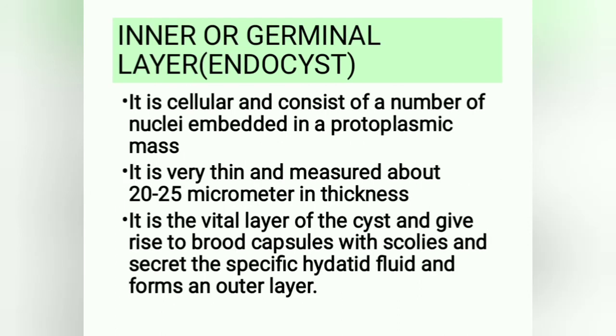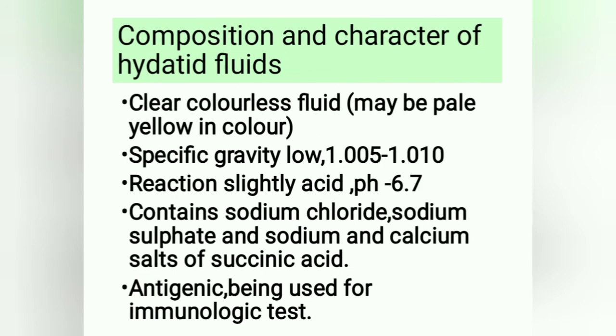Inner or germinal layer, that is the endocyst. It is cellular and consists of a number of nuclei embedded in a protoplasmic mass. It is very thin and measures about 20 to 25 micrometers in thickness. It is the vital layer of the cyst and gives rise to brood capsules with scolices, and secretes the specific hydatid fluid and forms the outer layer.